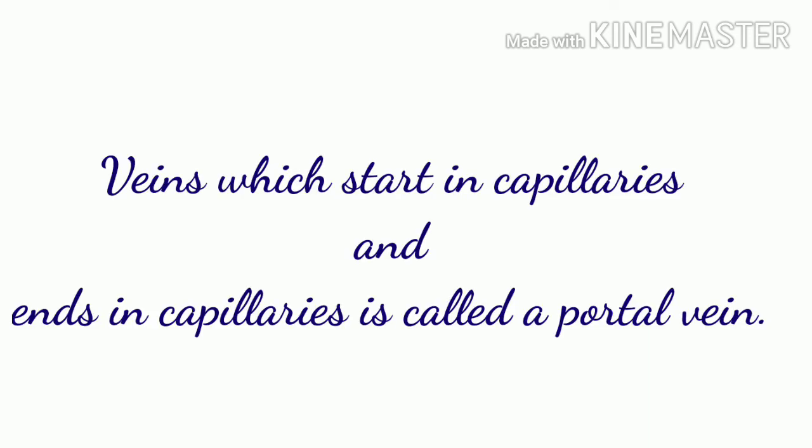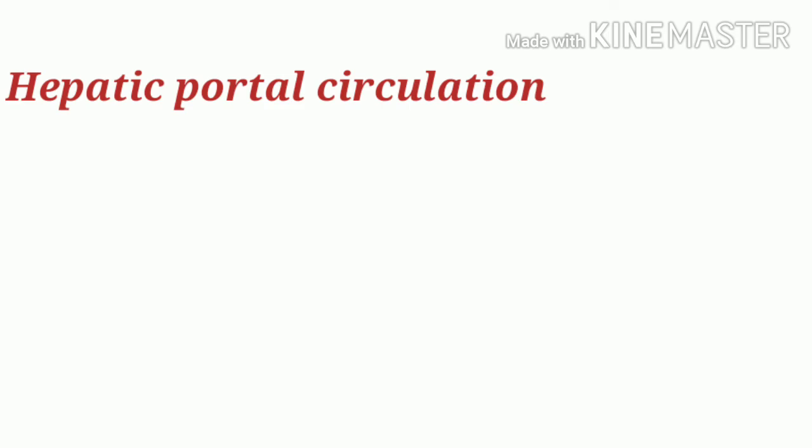Now, let us study about another system of blood circulation in our body. It's called the portal system of circulation. There are certain veins in our body which start in capillaries and end in capillaries. These veins are called portal veins. Let's study about one such portal system in our body, the hepatic portal system.